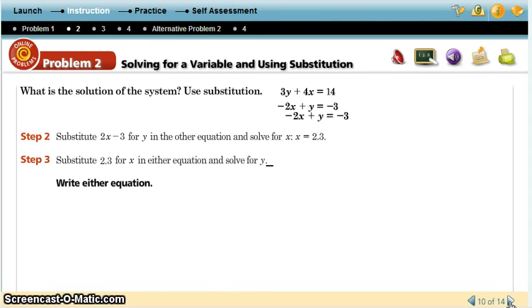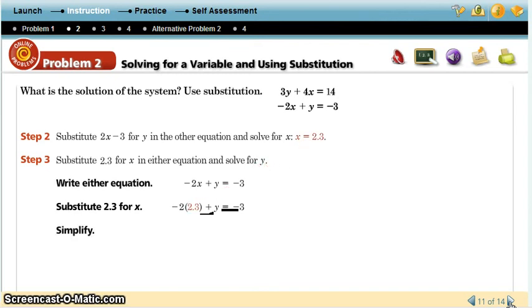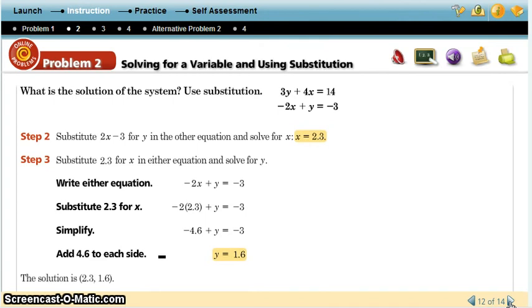Write either equation. Substitute 2 3/10 for x. Simplify. Add 4 6/10 to each side. The solution is the ordered pair 2 3/10, 1 6/10.